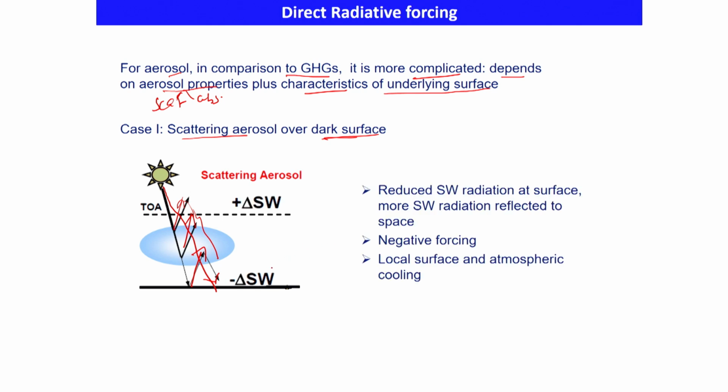So what will happen here? At the top of the atmosphere, there will be a reduced short wave radiation, because part of the radiation is scattered back. So reduced incoming solar radiation at the surface, you have a negative, less value, and more short wave radiation is reflected into space. This means it will have a negative forcing or cooling, and this means local surface and atmospheric cooling. So this is the concept for the atmospheric aerosols, that atmospheric aerosols will lead to more cooling in the atmosphere.